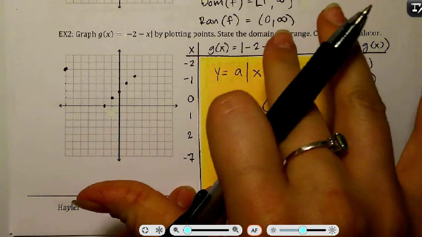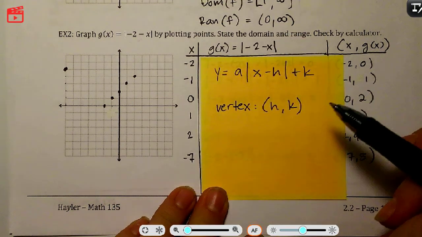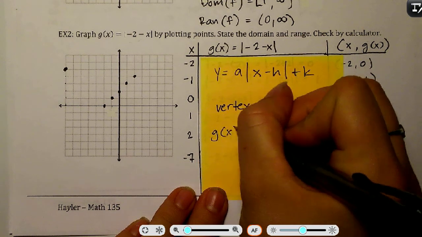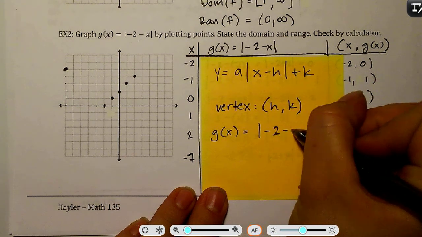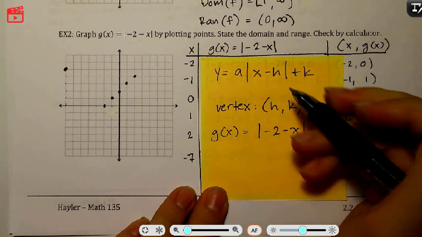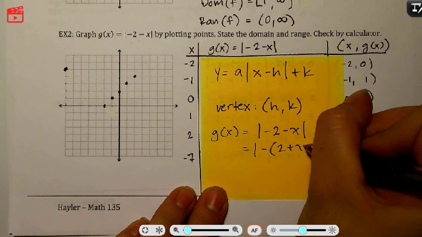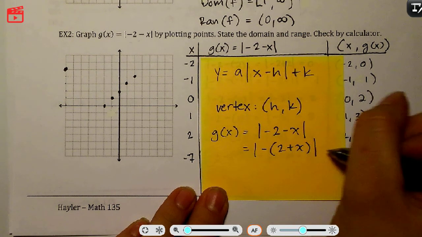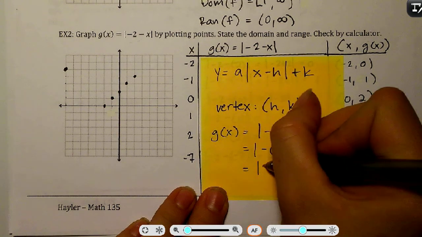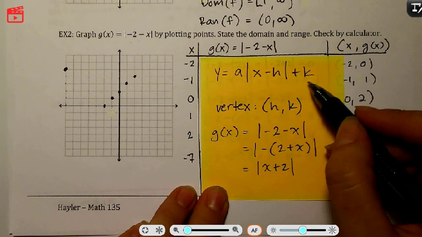Just like how we had to manipulate the circle equations to find our center, we're going to have to manipulate our absolute value to find our vertex. So my absolute value is currently -2 minus x. But I want my x to be positive. So from my binomial, I'm going to factor out a negative, which leaves me with 2 plus x. And then I can factor out that negative from the absolute value, so I end up with x plus 2.